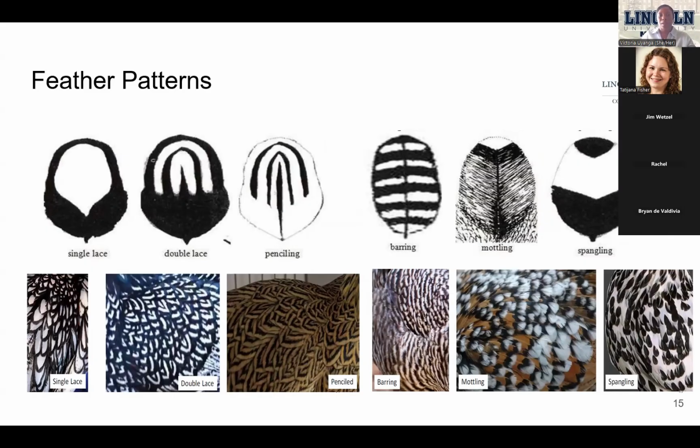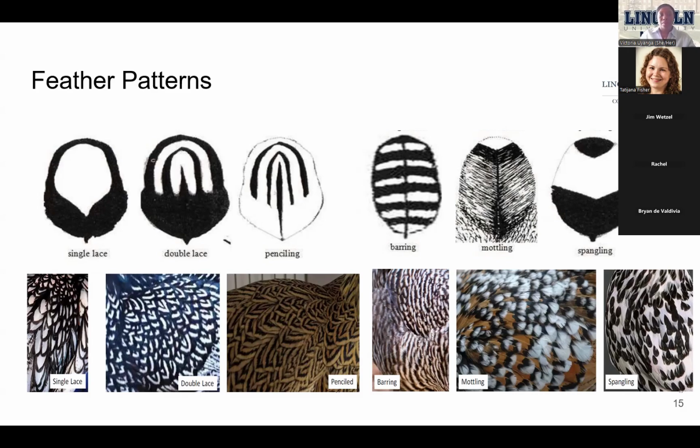And some of the feather patterns we run into would be the single laced, the double laced, pencil, the barred, mottling, and spangling. This is just information that I'm putting out there. So if you have a particular breed of chicken that you're working with, you could try to identify, oh, what kind of feather patterns does this bird have?